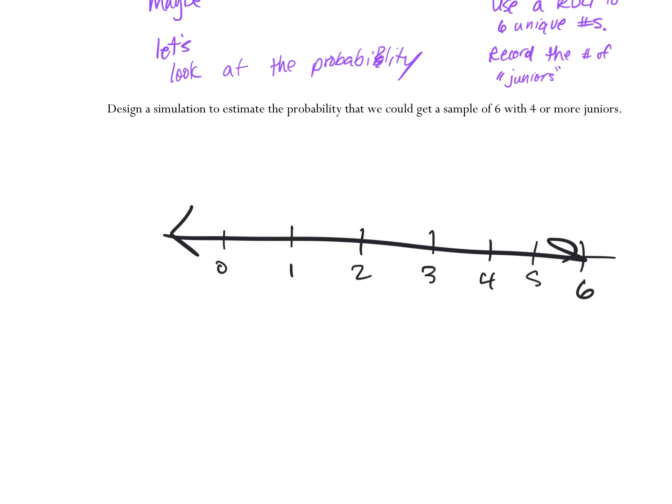All right, what'd you have? How many juniors? 2. 1. 2. 3. 2. 1. 0. 2. 1. Okay, cool. All right. So what's the probability so far? What's our probability of getting 4 or more juniors? 0 out of 11. Yeah? Do it again.